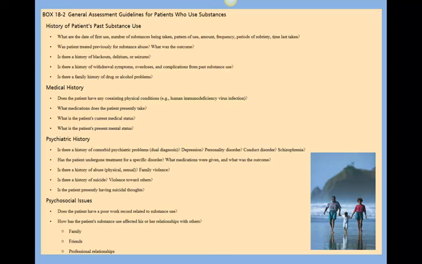You need to try and get specific details out of them, including the specific drug they're using, the route they're using it, how much, when was the last time that they used it, and their usual pattern of use.